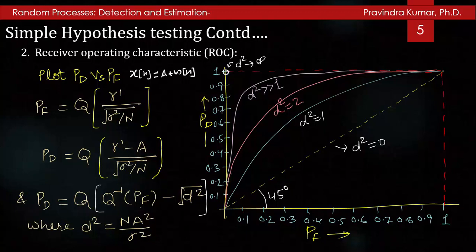Further, as the threshold value gamma varies from minus infinity to plus infinity, the point (PF, PD) moves along the ROC.